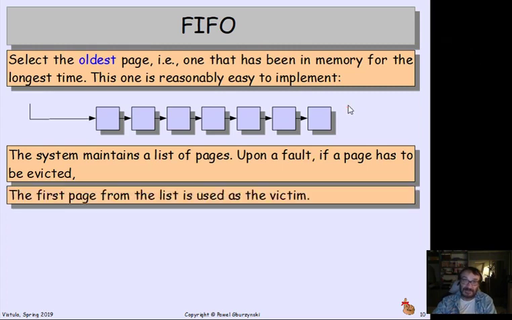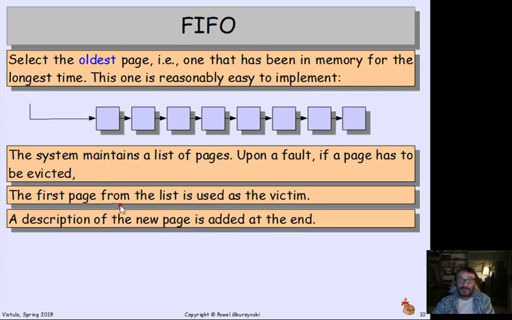So it works like this. When the victim is needed, the first page in the list contains the oldest page, the one that has been in memory for the longest time. And when a new page is brought in, its description is added at the end. Simple like that, okay? So, because new pages are added at the end, by the time the page gets to the front, it becomes the oldest page, okay?